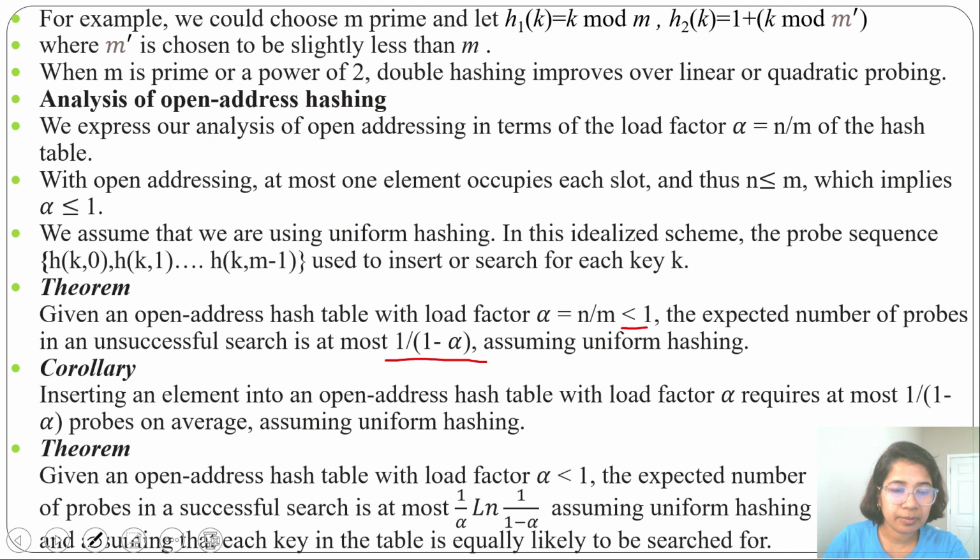The next theorem is for successful search. Given an open address hash table with load factor alpha less than 1, the expected number of probes in a successful search is at most (1/alpha) ln(1/(1 minus alpha)), assuming uniform hashing and assuming that each key in the table is equally likely to be searched for. So the expected number of probes in a successful search is at most (1/alpha) ln(1/(1 minus alpha)). The proofs of these two theorems are present in the Cormen book. You can refer to that. I am not explaining it.